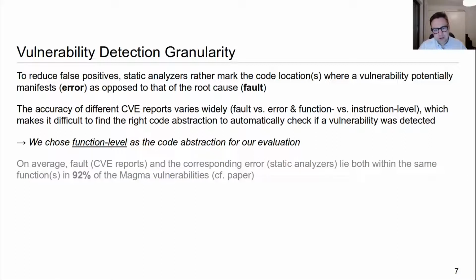They are also specified sometimes by providing only the function, sometimes they provide only the line numbers. So they come at a different level of accuracy, and finding the right abstraction here was pretty difficult, but we agreed on using function level. For our evaluation to work here, obviously, fault and error must be within the same function, and we spent some efforts on showing that for basically all or almost all of our vulnerabilities that is the case. For further information, please have a look in the paper.